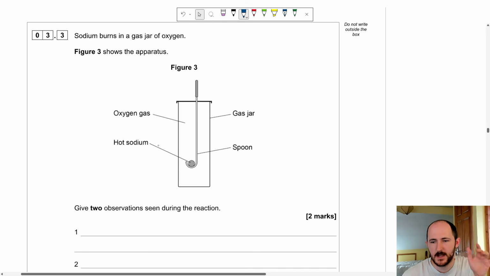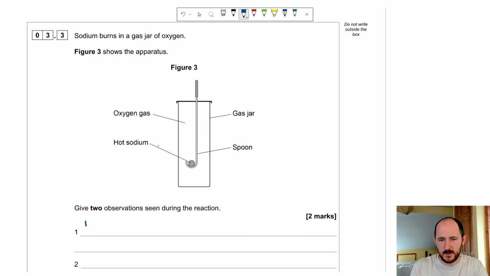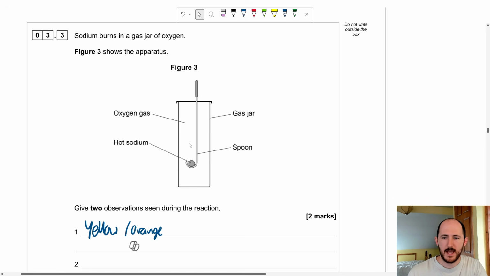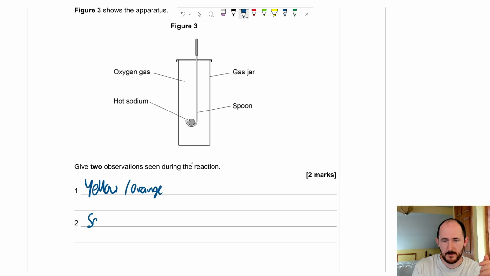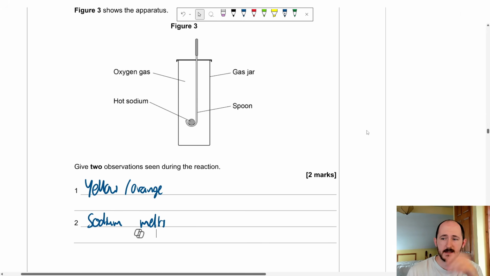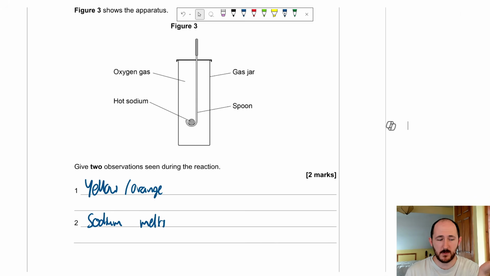Two observations. When you're talking about something burning, the first observation should be the color of the flame, because that's very, very important. With sodium, it burns either yellow or orange. They accept either because it's basically the same thing. And then the other thing you can talk about is what actually happens to the ball itself. So you can say sodium melts, for example, because it has a very low melting point. Or you can say that it produces white smoke or something along those lines. But bear in mind that not all metals produce a white smoke, so just be careful with that.